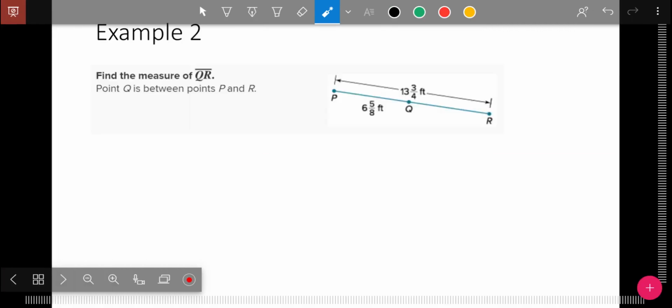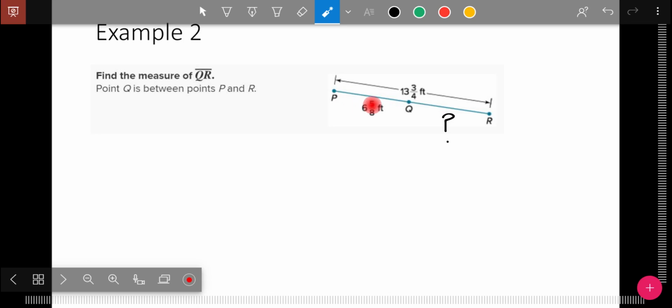Right? Example 2. You have problems like this in your homework, but they're nowhere near as difficult. Example 2 has these weird fractions and stuff, but I didn't want to back away from it just because they had fractions. But let's talk about the basics here. I want to find QR. So QR is right over here. I want to find that part of the segment.